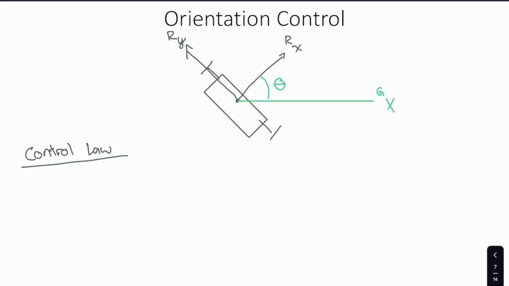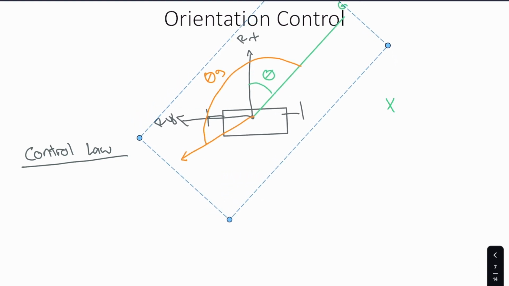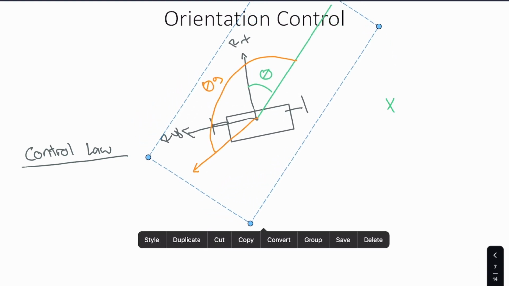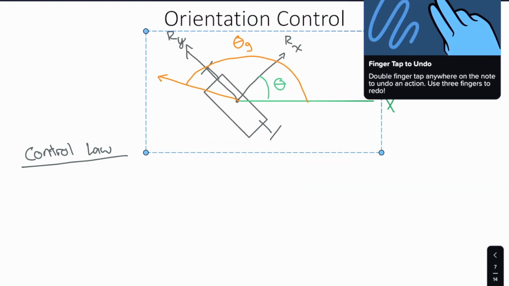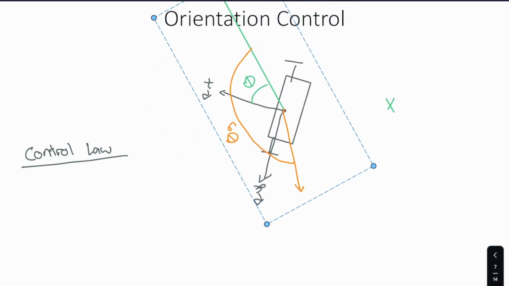So let's say that our current orientation is theta. We could, for example, want our goal orientation to be this orange value. And I'll call that theta lowercase g for the goal theta. So probably not too hard to imagine, but essentially we want the robot to be facing in the other direction when it's all said and done. About like that.